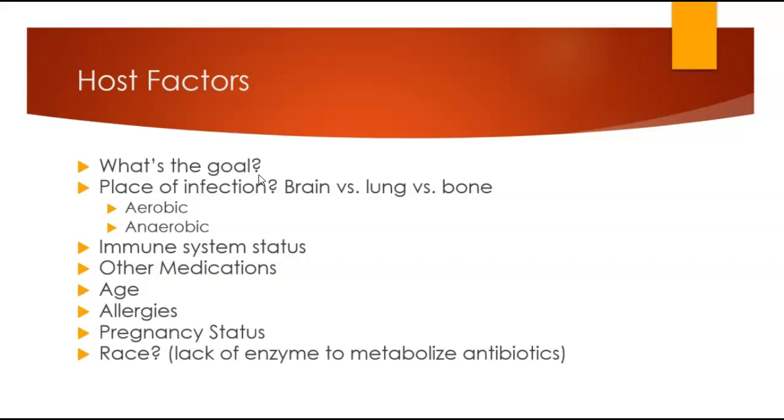We want to look at the immune system status of our patient. Are they immunocompromised, meaning they don't have a good, strong immune system? Maybe they're getting chemotherapy. Maybe they're on an immunosuppressant regimen. Maybe they're taking prednisone chronically. So we have to look at that and see how they're doing. We have to look at the other medications that they're on. Some antibiotics don't play well with other drugs, and so you need to look closely at that.